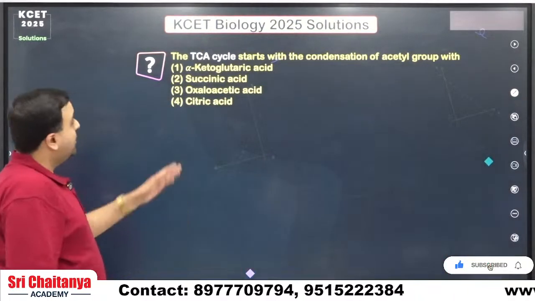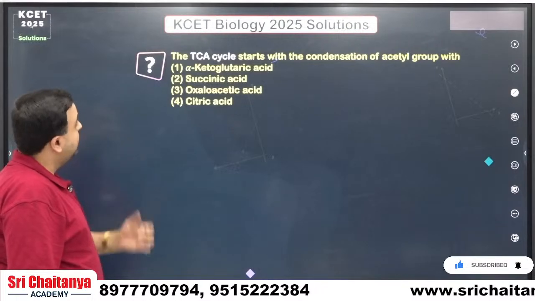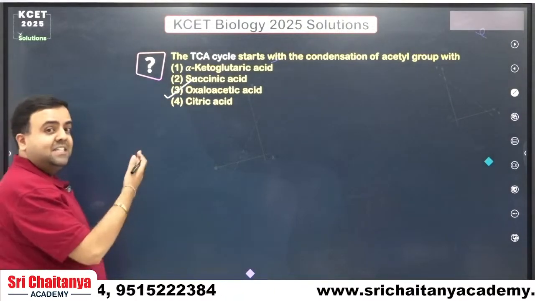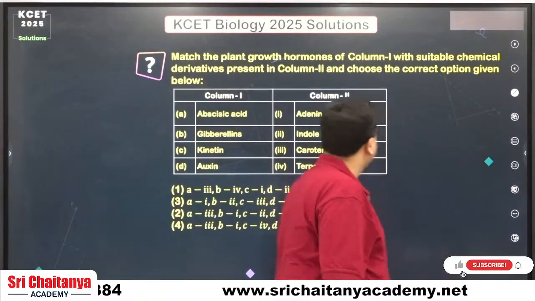Now, this is a question from respiration in plants. The TCA cycle starts with the condensation of the acetyl group with oxaloacetic acid. This is a direct question. Option number 3 is the correct answer.